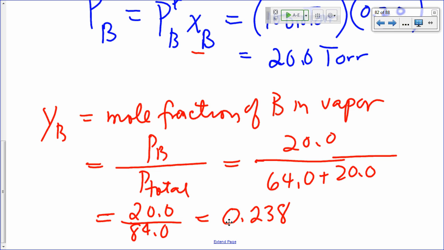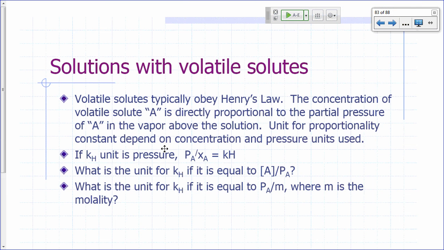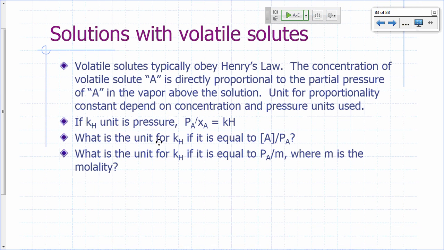That's as expected. We expect our vapor to be richer in the more volatile component compared to the liquid. All right. So that's Raoult's law. Like I said, solutions do tend to not follow Raoult's law, especially when you're dealing with solutes. The solutes typically don't follow Raoult's law. They follow what's called Henry's law.